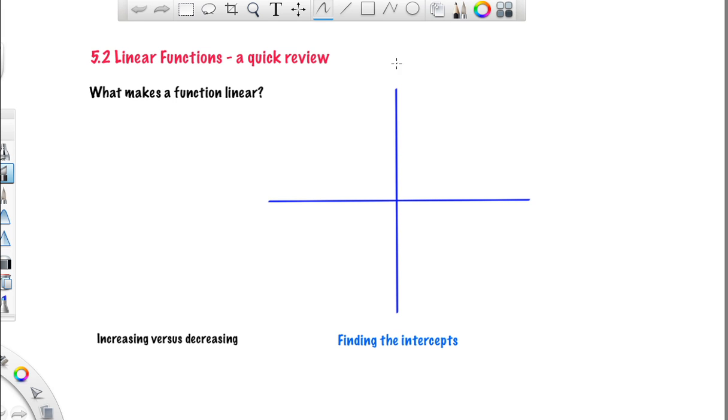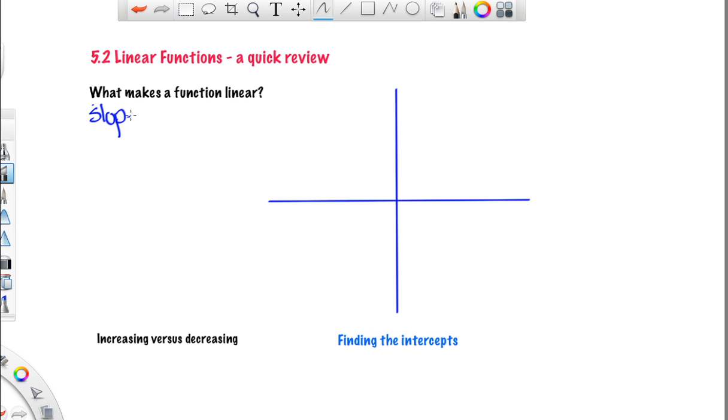5.2 linear functions. Quick review. So hopefully a lot of this will make sense because you've seen it before in Algebra 1 and geometry. So what makes a function linear? Well, a lot of people will answer that question with the word slope. So linear functions have a slope.